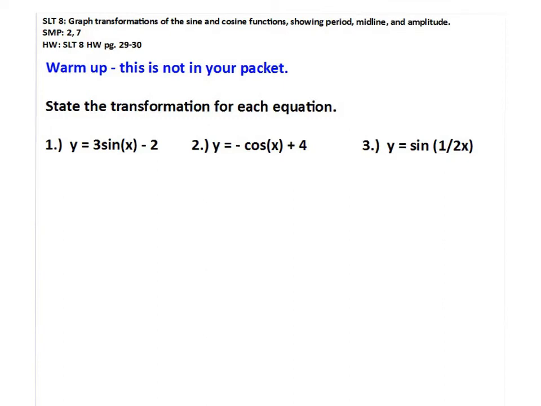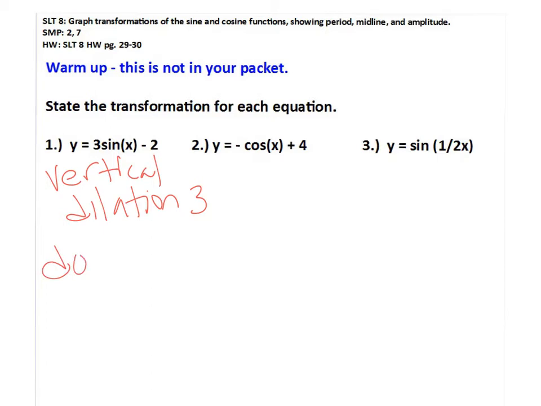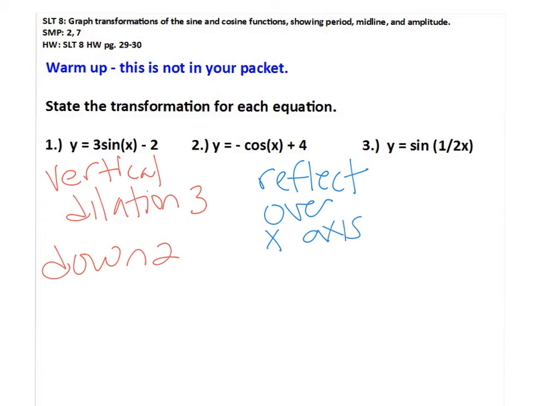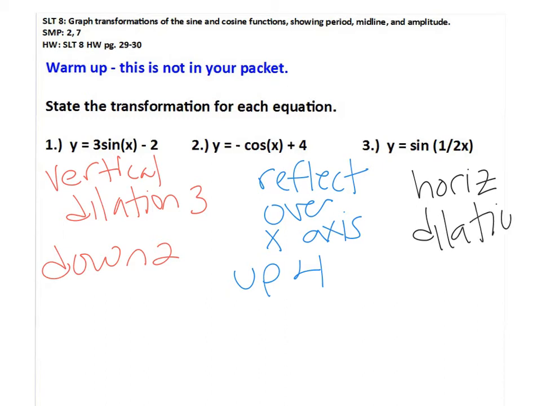So for number 1, the 3 is a vertical dilation of 3, and the 2 shifts us down 2. For number 2, the negative leading coefficient is a reflection over the x-axis, and the positive 4 is up 4. And then lastly, for number 3, the 1/2 is a horizontal dilation of a half.